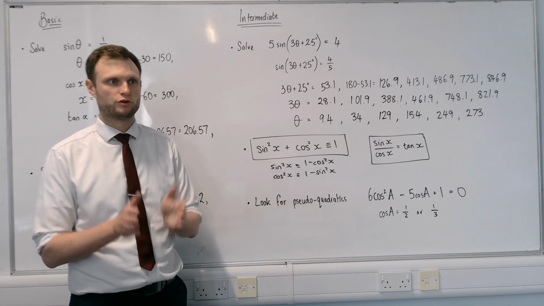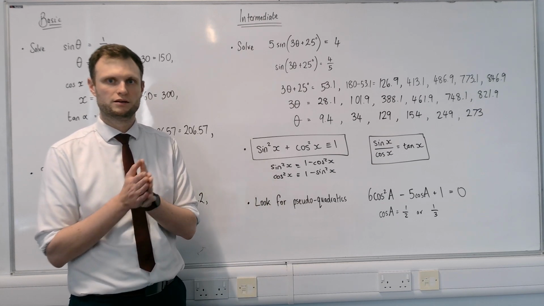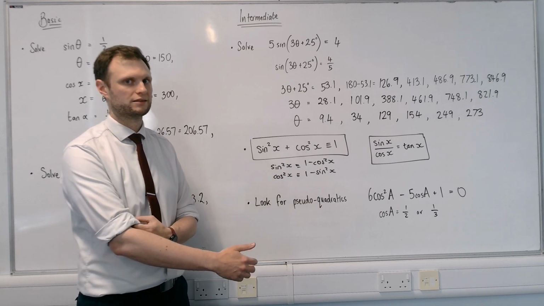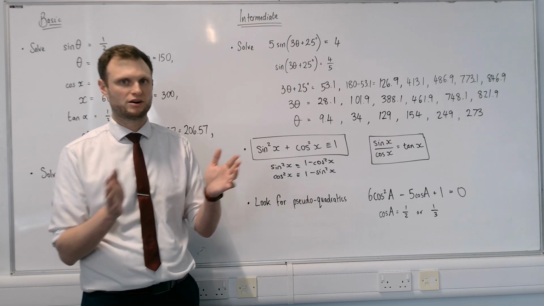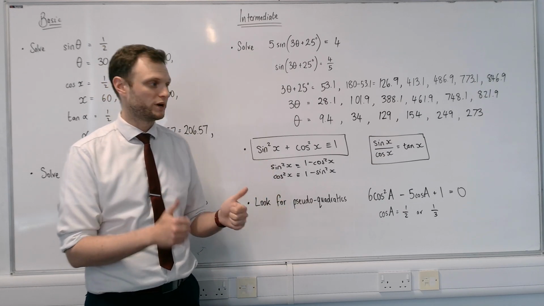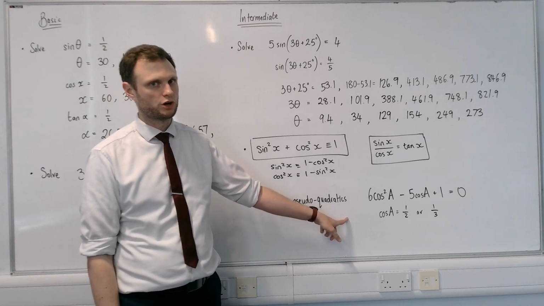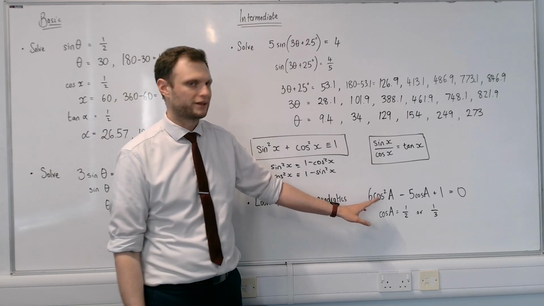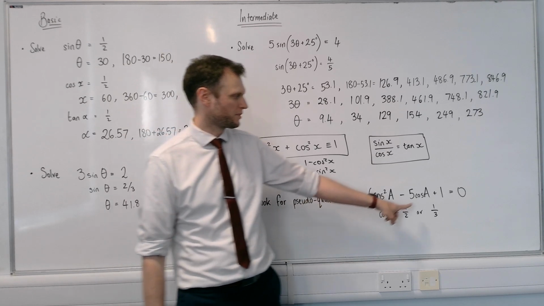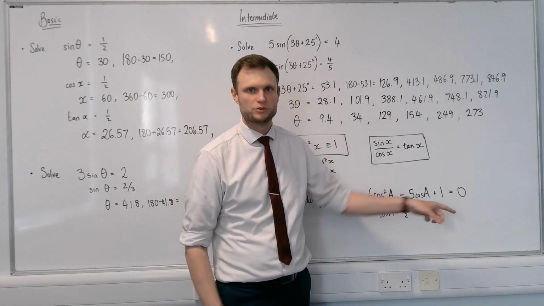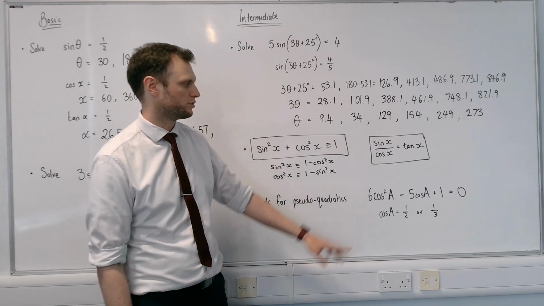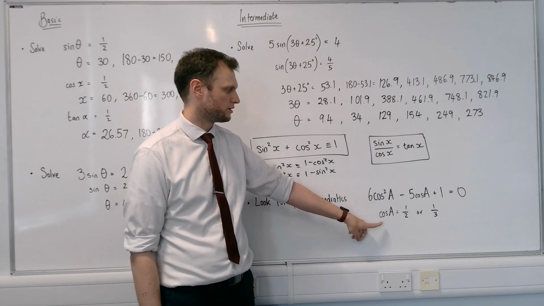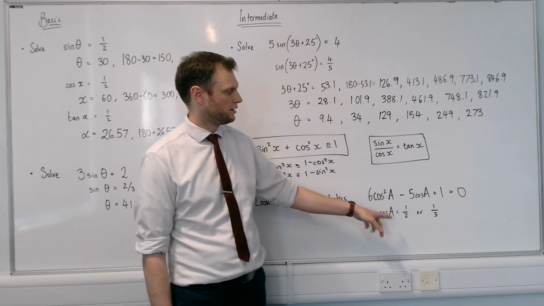Okay, you're looking for a single trig type. You want either sine or cos or tan. If you can get it so that everything is either sine, cos or tan, then you're on for a winner. And then you're looking for these pseudo quadratics a lot of the time at AS. You're looking for something that is like a quadratic. This is cos squared, cos and a number, which is like a quadratic. You would solve it using your quadratic thing on the calculator to find values of cos A.